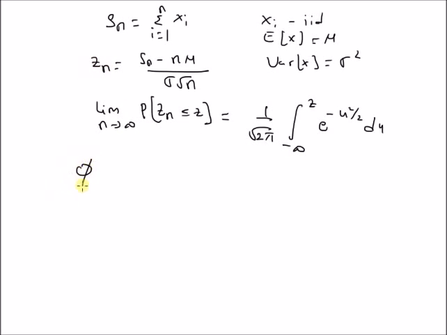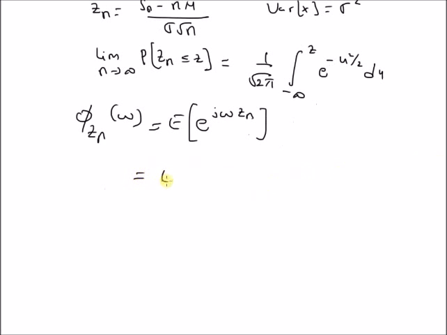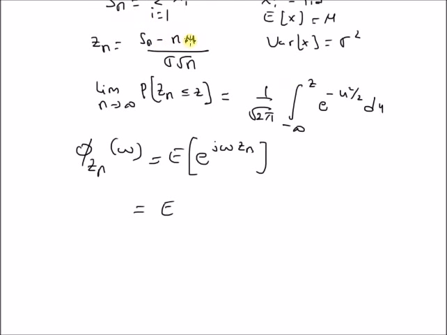defined as phi Zn of omega is equal to the expectation of e power j omega Zn. So this is the definition of a characteristic function, and this is equal to, by using the definition of Zn as (Sn minus n mu) by sigma times square root of n, the expectation of e power j omega times (Sn minus n mu) divided by sigma times square root of n.